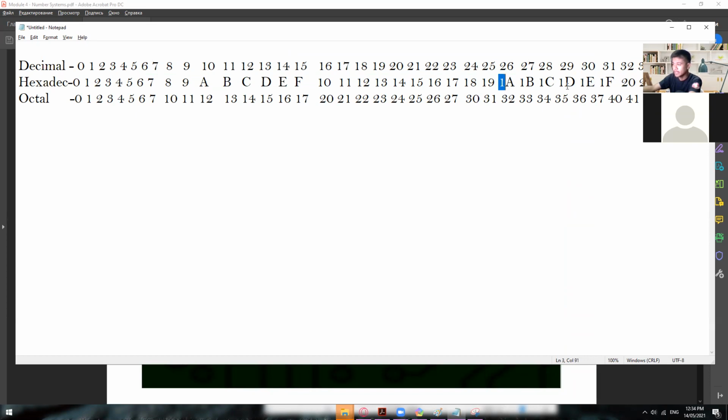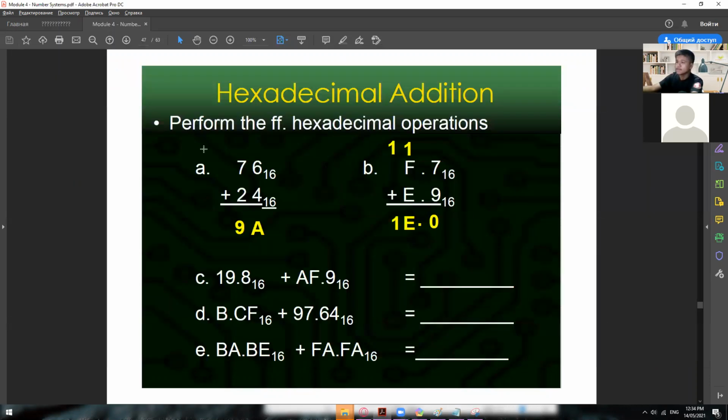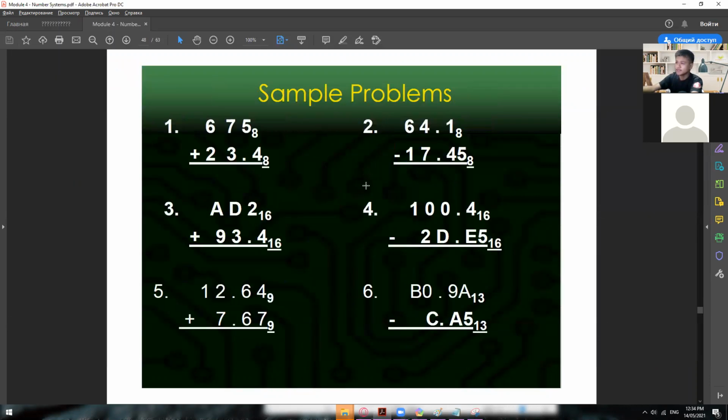So instead of 1A, this one will become 2A, 2B, 2C, 2D. So for the numbers, I guess there's no problem. So 0 to 9, 10 to 19, 20 to 29, 30 to 39. And in letters, it's A, B, C, D, E, F, 1A, 1B, 1C up to 1F, 2A, 2B, 2C, 2D, 2F, and so on and so forth. Okay? All right, so that's it for the hexadecimal.